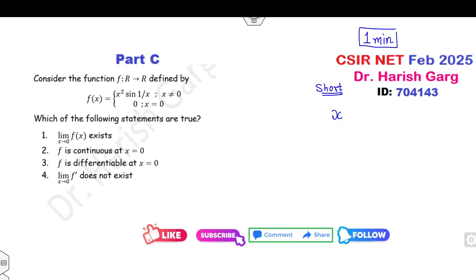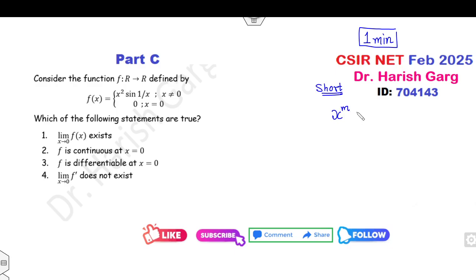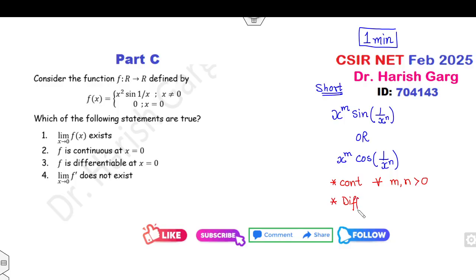As I explained in my last minute real analysis and other lectures, whenever you have the function x^m sin(1/x^n), or x^m cos(1/x^n), this function is continuous for all values of m and n strictly greater than 0. This function is differentiable for all those values of m which satisfy the condition m is greater than n. Now you can see in this case m is 2, n is 1.